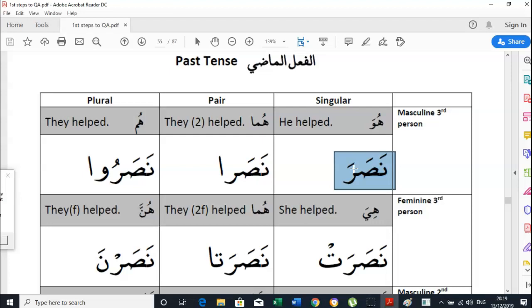So fa'ala. The verb itself means to do. What would fa'ala mean? What pattern does it follow from the nasara chart? He did. If I say fa'altum, what's the pronoun inside of it? Antum. Yeah, antum fa'altum. So you all did.